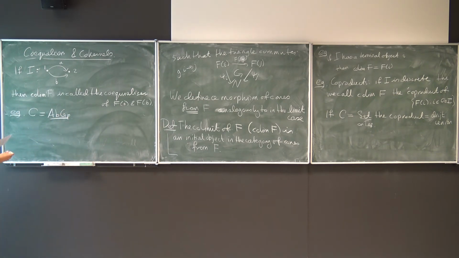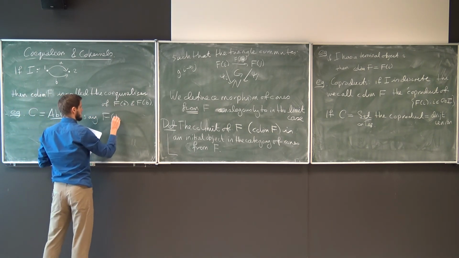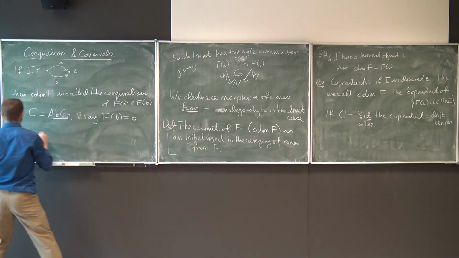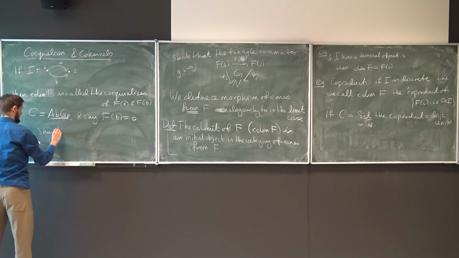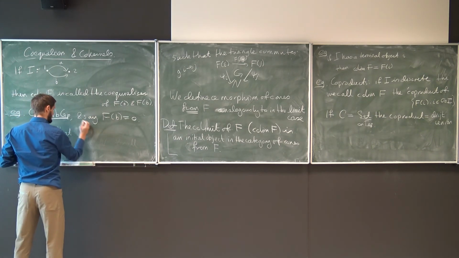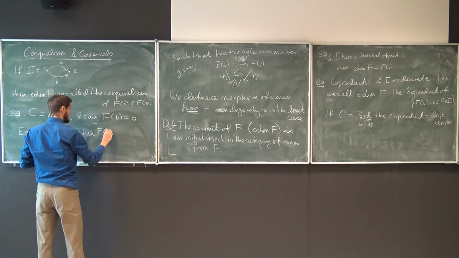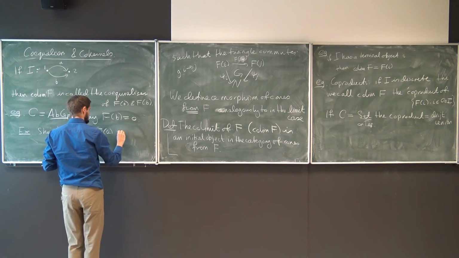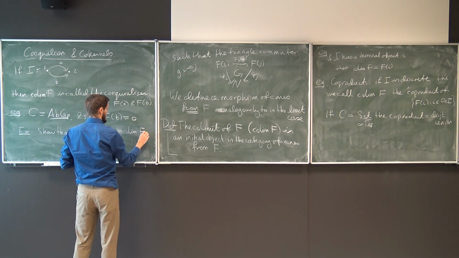So for example, if we take C to be the category of abelian groups, which is also known as the category of Z-modules, and say F(B) is equal to 0, then a good exercise is show that the cokernel of F(A) is the colimit of this diagram F.